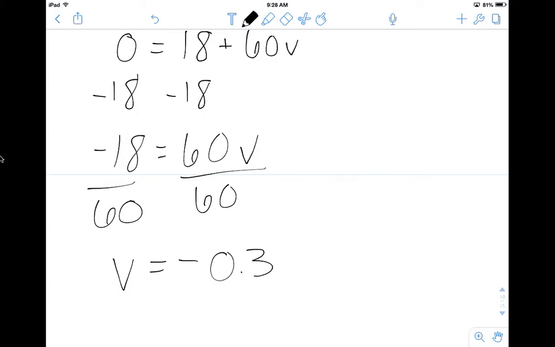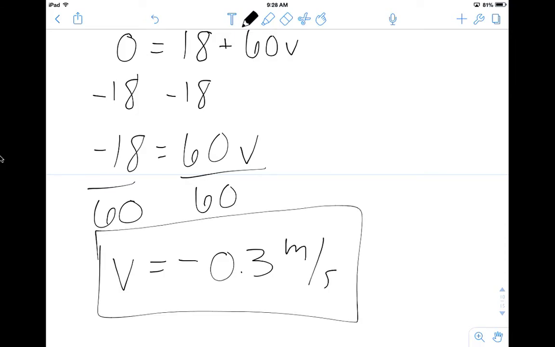All right. So my answer here is negative 0.3. Hey, Manuel, is that the answer I got on number 1 back there? Sweet. Whoa, I almost forgot a unit. The unit for velocity is meters per second. All right, there we go. Move on to the next one. Ready?